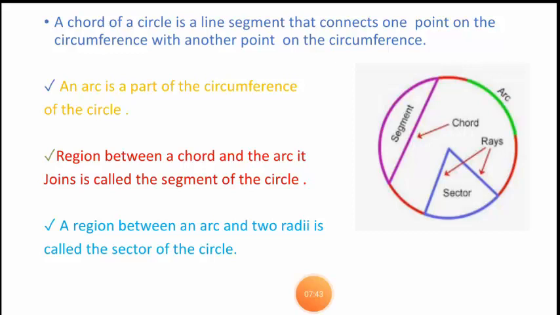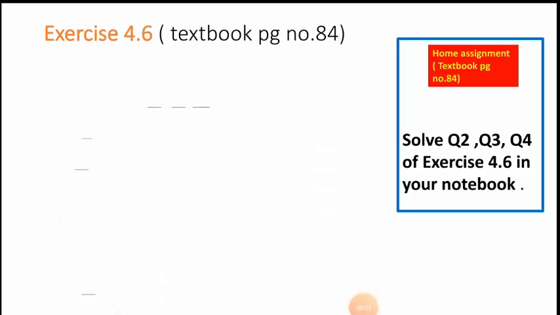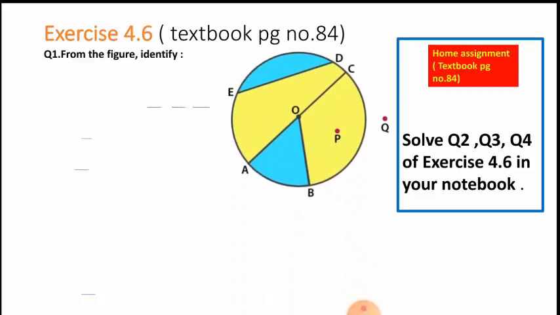Now after this segment, if I talk about another term as sector, so children, the sector is the region which is formed when an area is enclosed between two radii and an arc of a circle. Now after this, let's move on to the exercise question given in textbook page number 84. So here comes your first question from the exercise 4.6. For this question, you can refer this figure present on the screen.